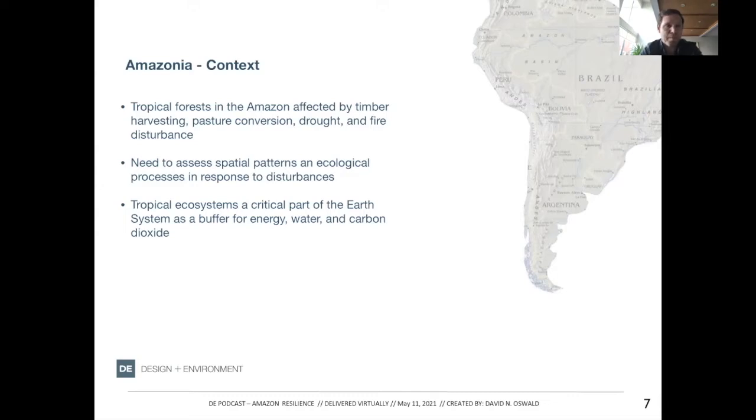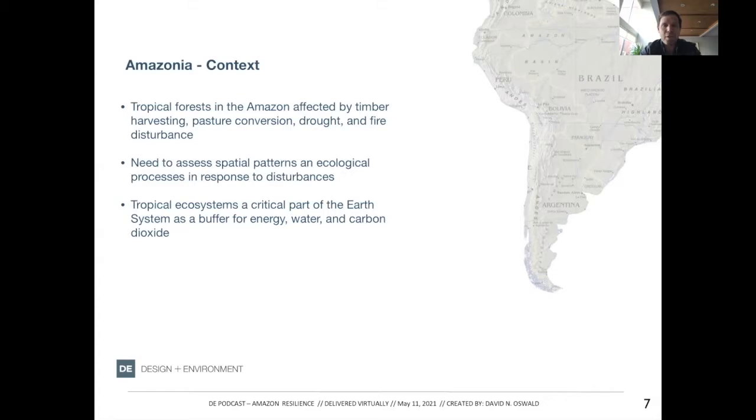I'll show you a map of it. The problem here is the need to assess the spatial patterns and ecological processes in response to disturbances, and you will see what kind of disturbances we're talking about. And then also understand that in this context, the Amazon and tropical systems, but particularly Amazonia, play a very critical part in the Earth system. When I say the Earth system, I mean the global Earth system: atmospherically, hydrologically, and biospherically.